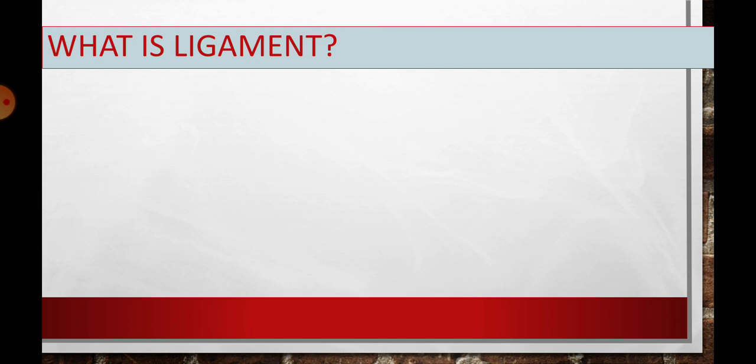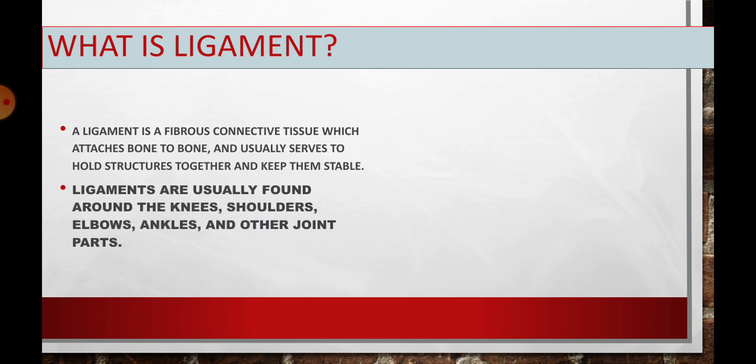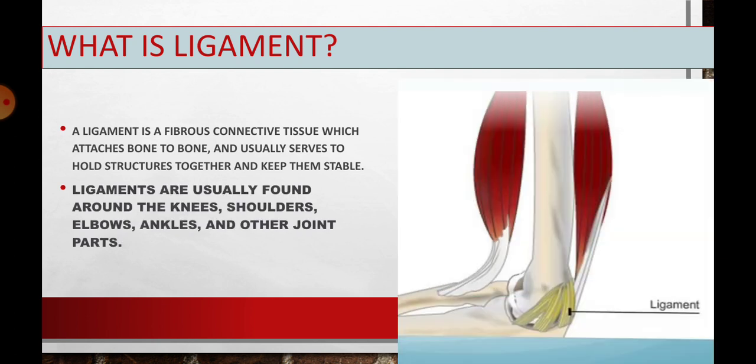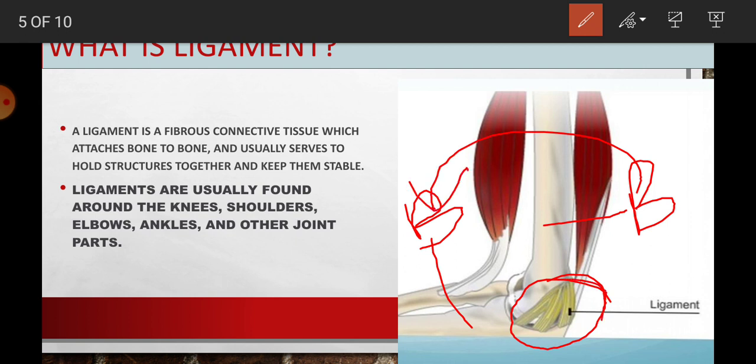Then let's know what is ligament. Ligament is also a fibrous connective tissue, but it attaches bone to bone. In this figure, you are seeing a typical ligament here. This is a bone. This is also a bone. These two bones are connected to each other by these ligaments. So they easily serve to hold structure together.